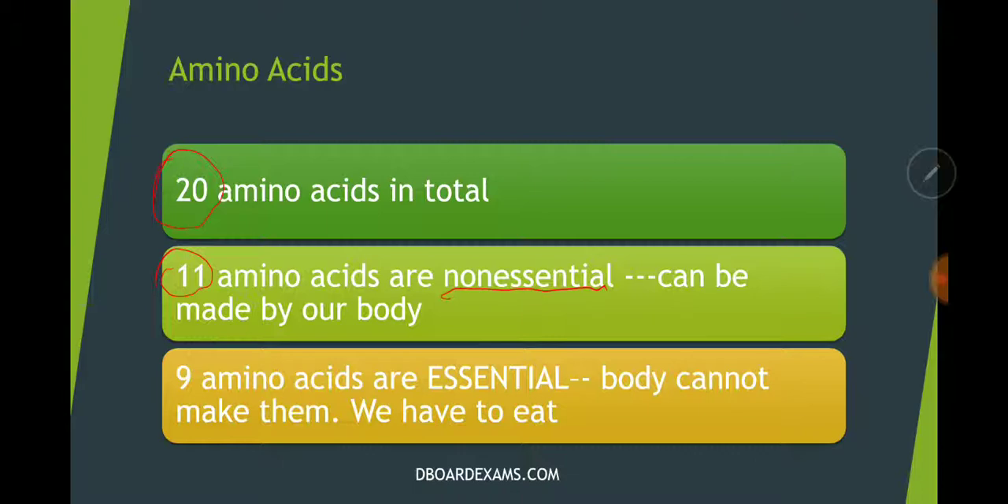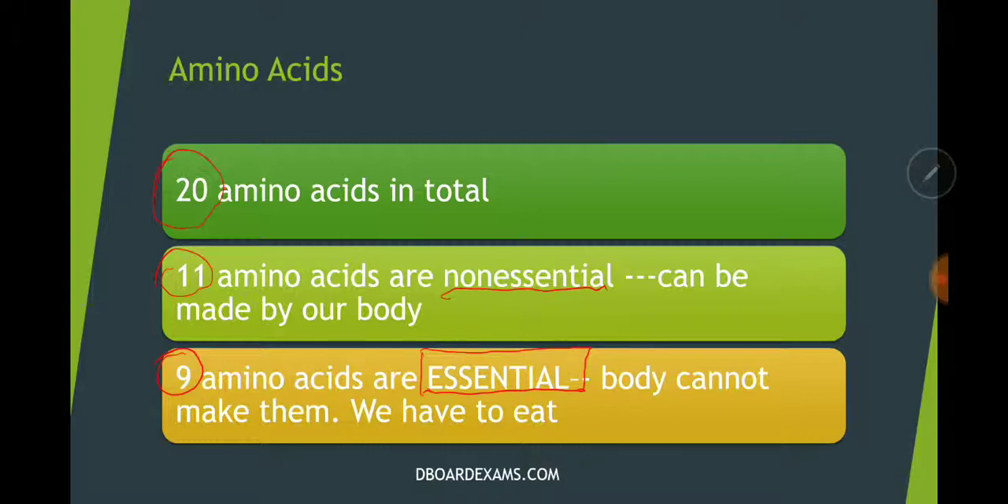And then 9 out of 20 are essential amino acids. These essential amino acids are very critical because the body cannot synthesize them. We cannot make them in our own body, so we have to eat them. For example, you have to eat certain plants or foods that contain these amino acids. So you have to know which ones are essential amino acids and memorize them.